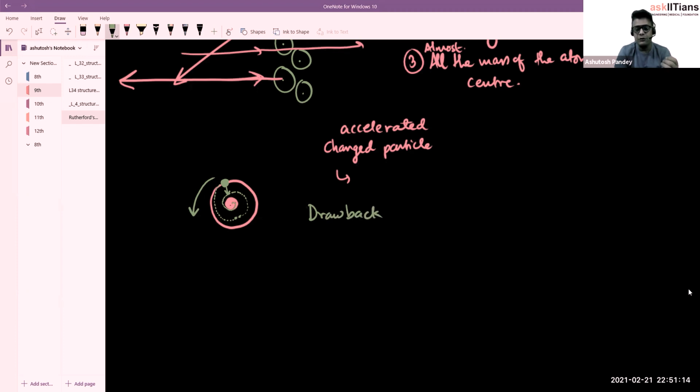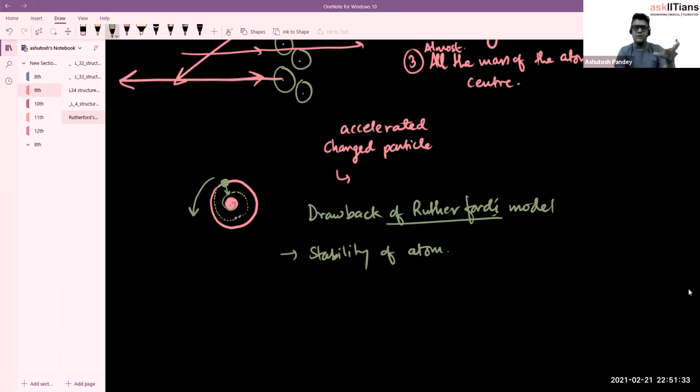So the drawback of Rutherford's model is that he was unable to explain the stability of the atom, because according to his proposed structure of the atom, electrons would ultimately fall into the nucleus, and that's why the atom would collapse. There would be no matter if this happens. So this was the drawback of Rutherford's model.